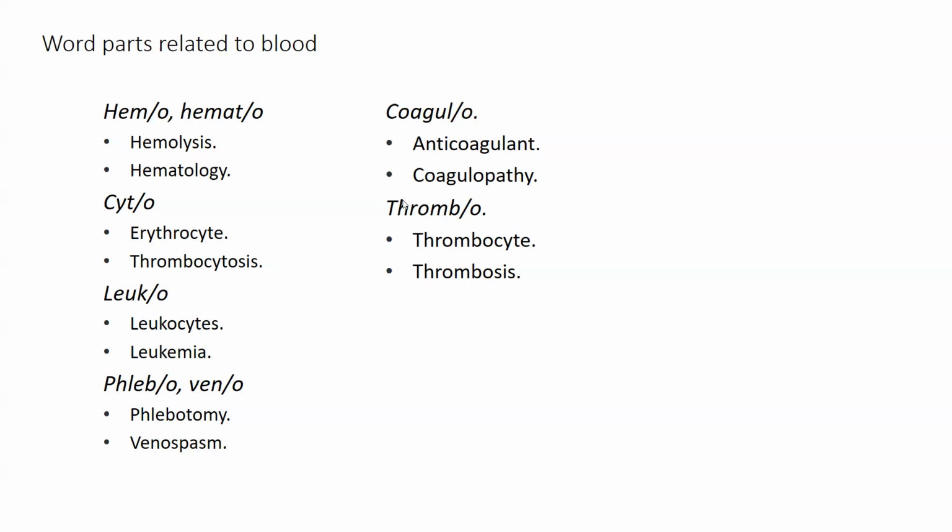Thrombo, again, refers to clots. So a thrombocyte is a platelet that's involved in starting the whole clotting process. A thrombosis would be a condition of blood clots somewhere, usually abnormal blood clots where they don't belong.